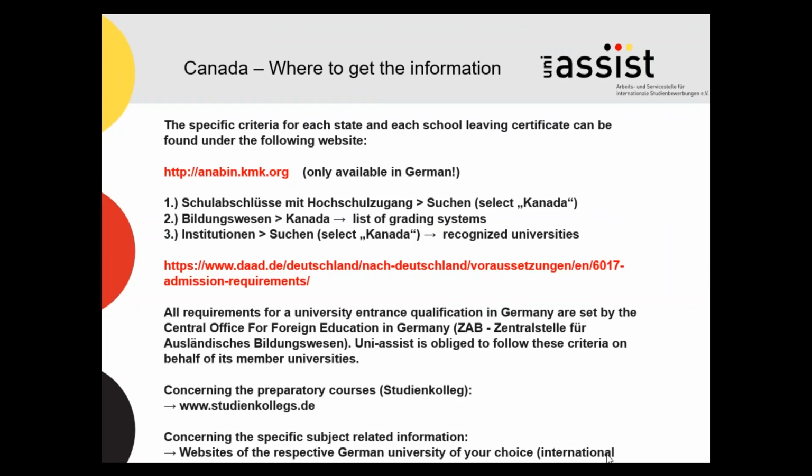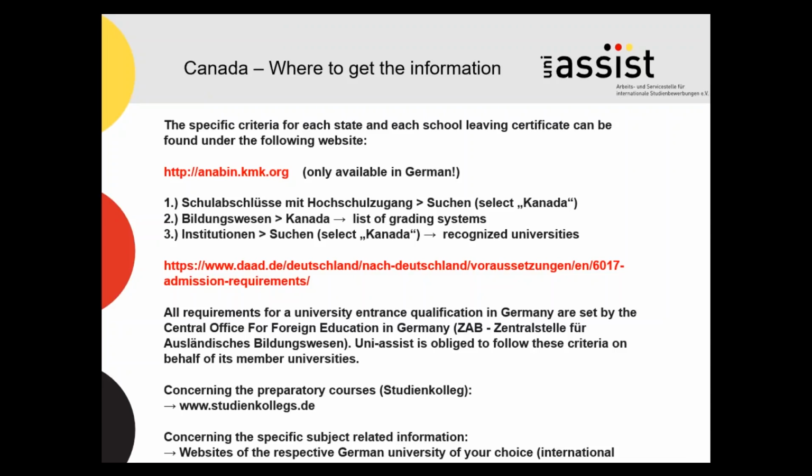As I mentioned already, you can find the specific criteria on the homepage of the Central Office for Foreign Education. It's the homepage of ANABIN. It's available only in German. But as John Paul said, most of the courses are taught in German, so probably you will need German language proficiency anyway while applying for a study in Germany.